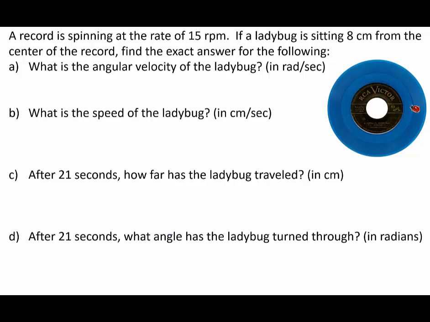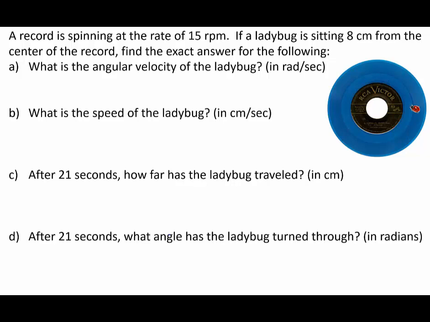A record is spinning at the rate of 15 RPMs, which is revolutions per minute. If a ladybug is sitting 8 centimeters from the center of the record, find the exact answer for the following. So here's a little visual, and actually these records were 45 RPMs to get it playing right, so this will be playing a little slow. Okay, what is the angular velocity of the ladybug in radians per second?